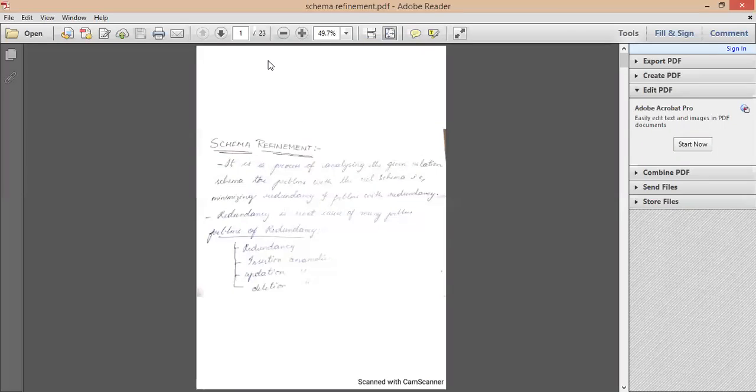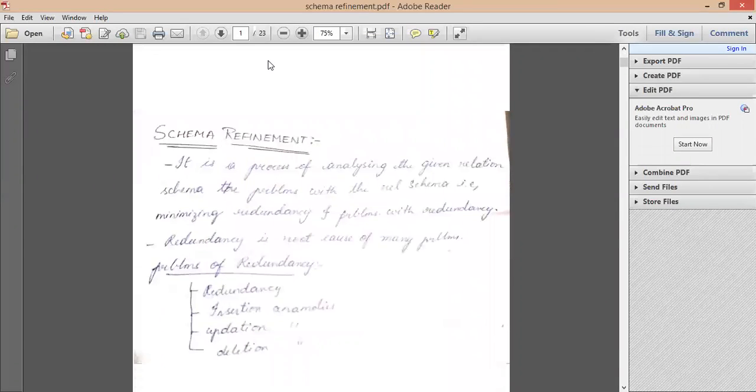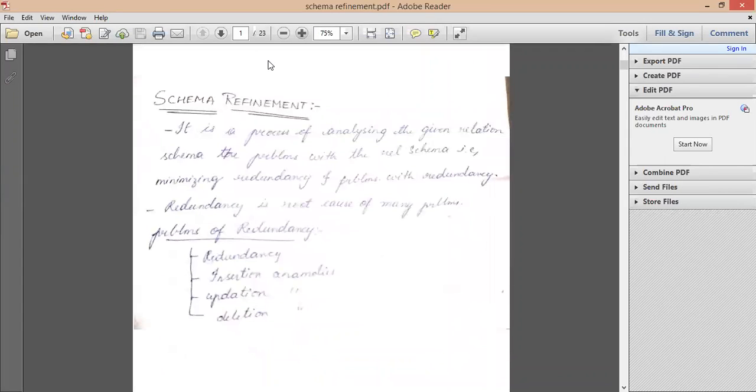What is schema refinement? It is basically a process of analyzing the given relation schema and the problems with that relation schema. We analyze the particular table, or we say relation. From the second unit we have known that a table is nothing but a relation. So we analyze the given relation or table, and the problem with that relation is how we can minimize the redundancy.